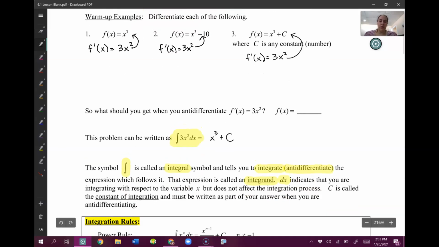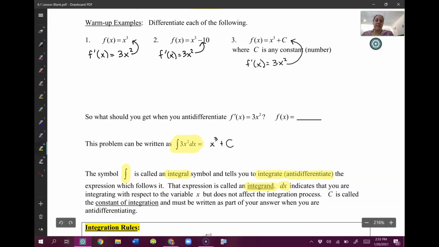So the short of it all is right here. This c is called the constant of integration. And it must be written as part of your answer when you're anti-differentiating. So anytime you take an integral, anytime you anti-differentiate, you should always have a plus c at the end. And that allows for that constant that would go away when we take the derivative.